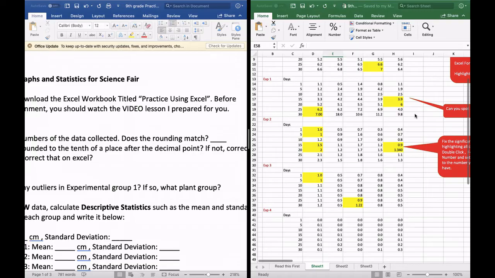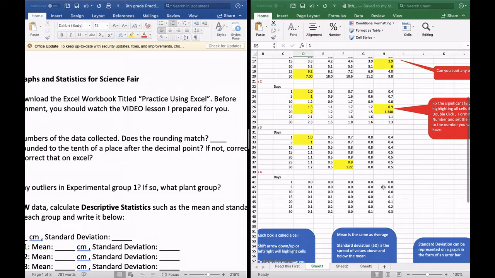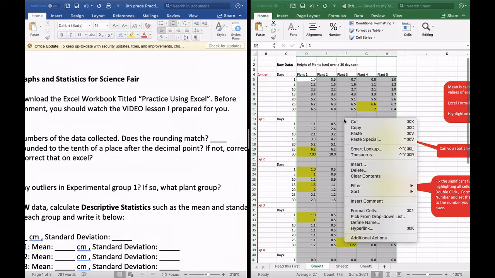So let's go up here and highlight all of our raw data to make sure that we can now round all of our digits to the same place. As you highlight, make sure you're highlighting everything like so, and then make sure you right click inside the highlighted area. When you right click, a drop down appears.